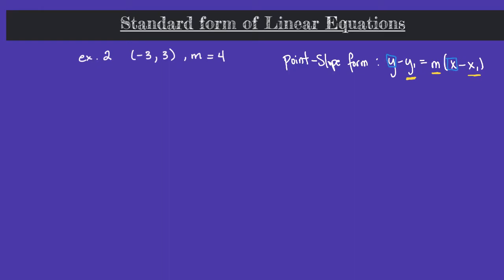So looking at this point that you've been given, you simply go ahead and label it x1, y1, all right? You only have one point. And then you already know that the m, or the slope, is 4. So we're going to go ahead and substitute those values into our point-slope form. Y minus y1, which is 3, is equal to m, which is our slope, multiplied by x minus x1, which is negative 3.